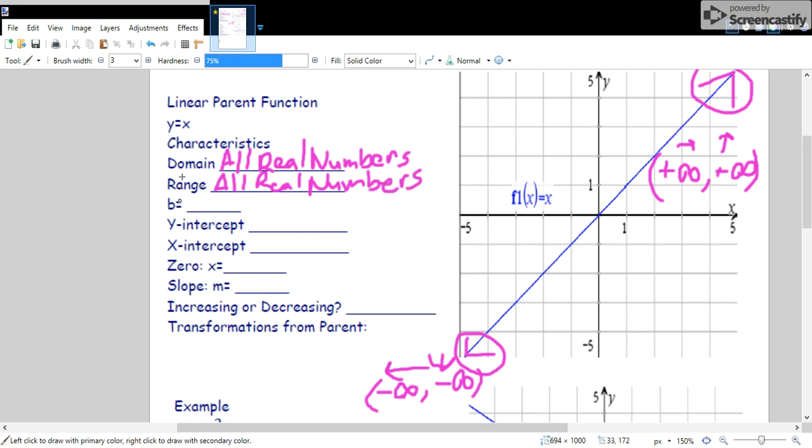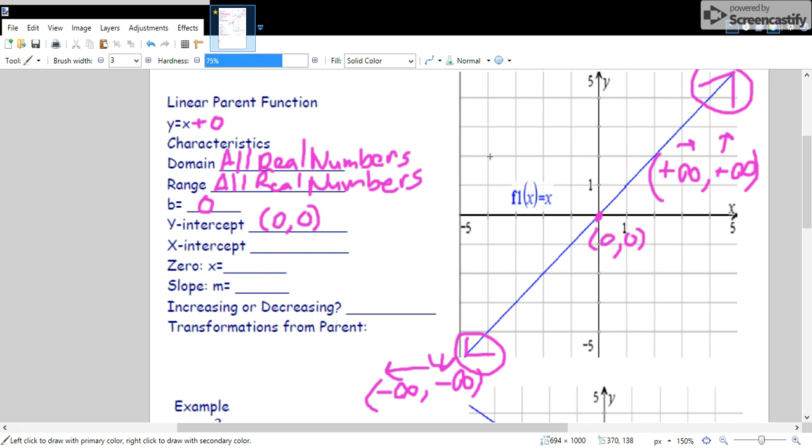Let's look for b. The b is the ordinate part of our y-intercept. Since there's nothing there, we could just think of plus 0. So our b would be 0 here. Our y-intercept is (0, b), so we have (0, 0). Let's go ahead and identify that point on the graph. (0, 0), that's our origin.